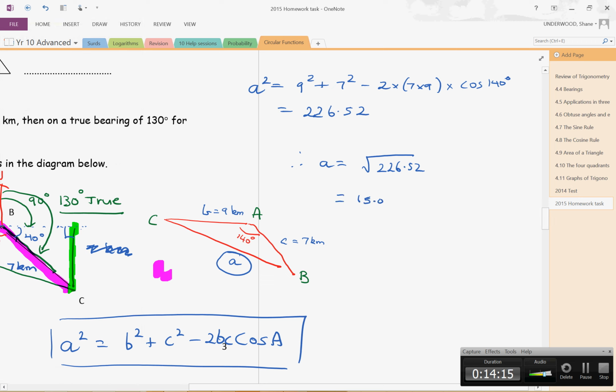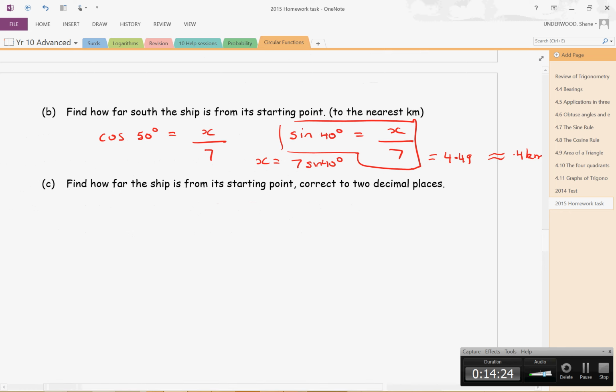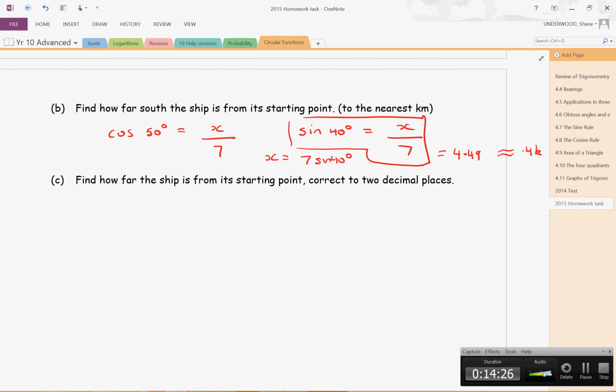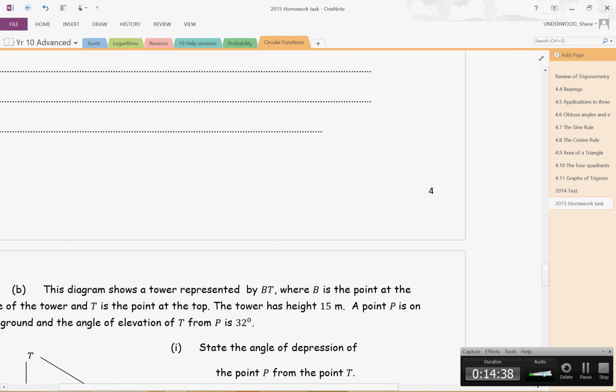Okay, is that making sense so far? All right, so 15.05, I think it was kilometres, wasn't it? All right, so hopefully, so far you're okay with that. If you're okay with the sine rule, you should be okay with the cosine rule. So therefore, we've done 15.05 kilometres. And now I'm going to just take you through the last one, which was this.